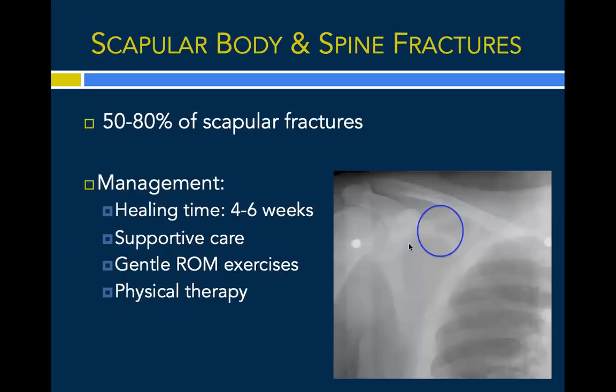Okay, so when we look at scapular body and spine fractures, these are going to make up the overwhelming majority of scapular fractures, 50 to 80%. The body and spine are relatively stable fractures because of the large amounts of musculature overlying and stabilizing them. So they typically heal well, 4 to 6 weeks, sling for comfort, supportive care, gentle range of motion, PT to regain strength. But these are very well tolerated.